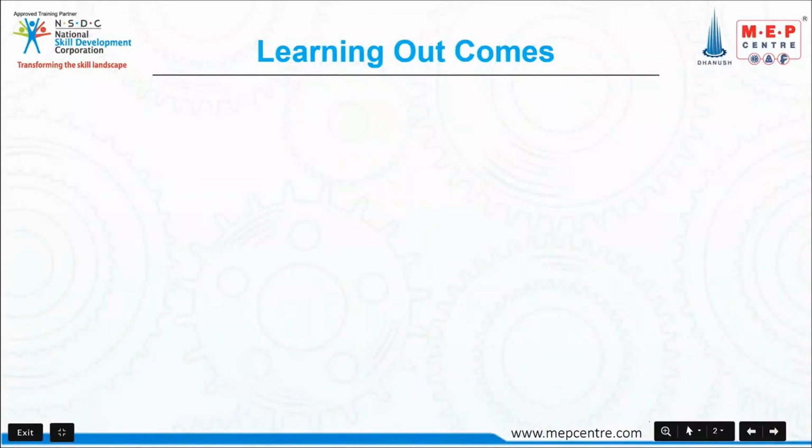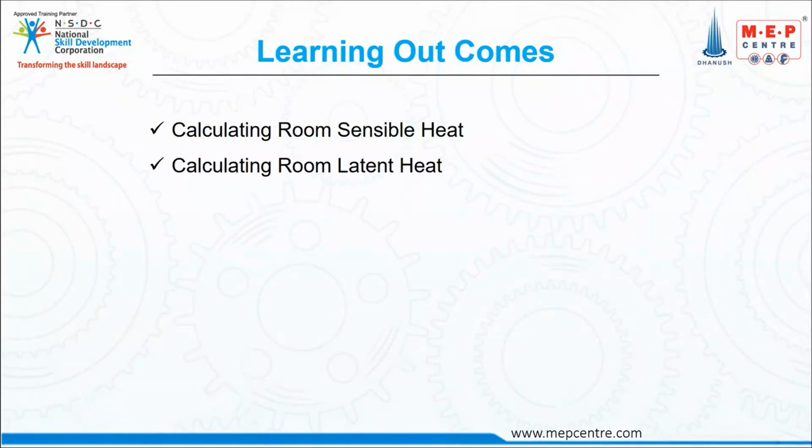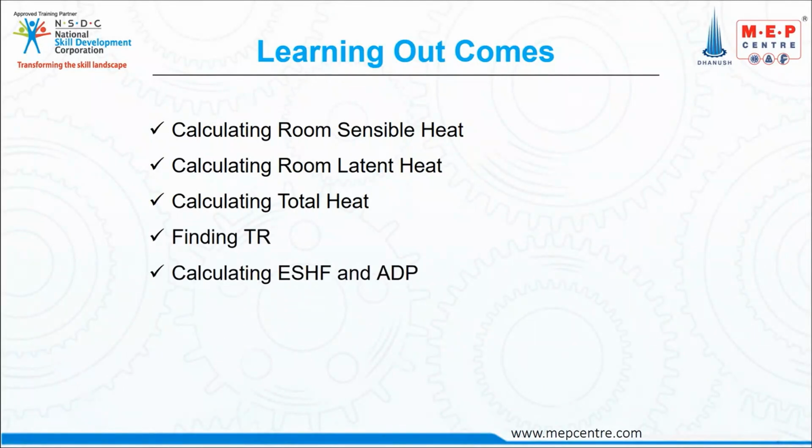So load calculations. Hope the screen is visible, right? In this load calculation, we are going to calculate room sensible heat. As I told, tons of refrigeration is the sum of sensible heat plus latent heat. So first we need to calculate room sensible heat. Later we need to calculate room latent heat, and then total heat. After calculating sensible heat and latent heat, we will calculate the total heat and find TR. We'll find ESHF, effective room sensible heat factor, and apparatus dew point temperature, and finally we'll find the CFM.